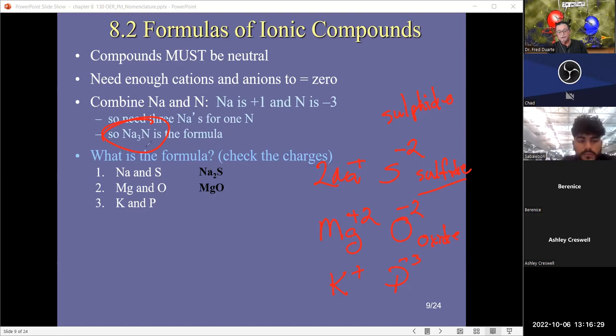And therefore, like we did with sodium nitride, we're going to need 3 potassiums to cancel out the -3 of the phosphide. Therefore, the formula for potassium phosphide becomes K3P, with a subscript 3. The important thing to remember is when we put them together, it is not K, big 3, and then P. That's not the formula. It must be a subscript. The subscript tells you that you have 3 of those specific ions.